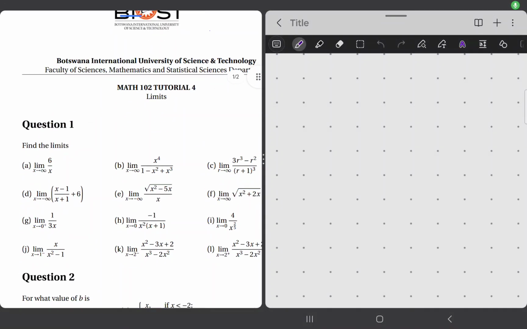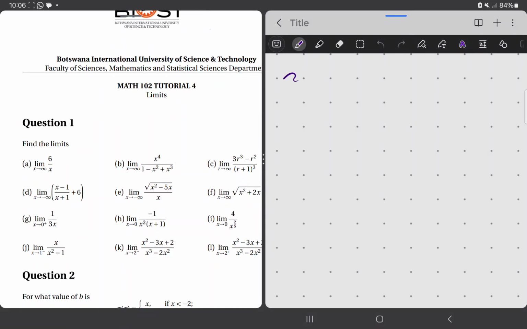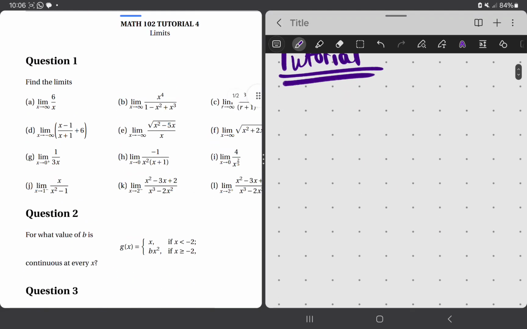Tutorial 4, let's see what happens. Here is our tutorial 4, and we are beginning. All right, let's see what is going on here. So they're talking about limits.